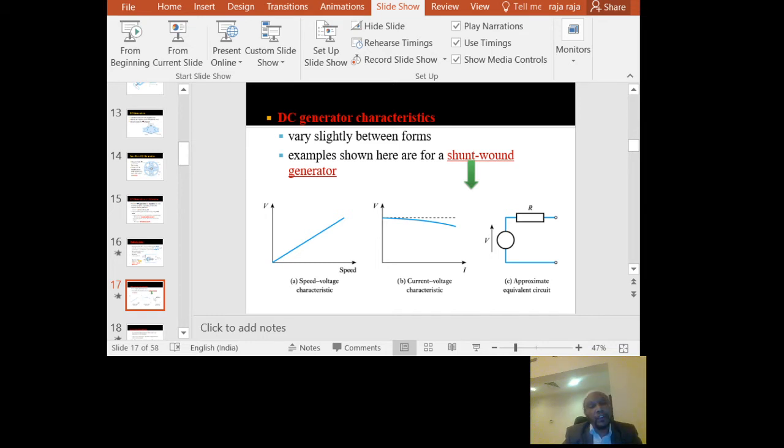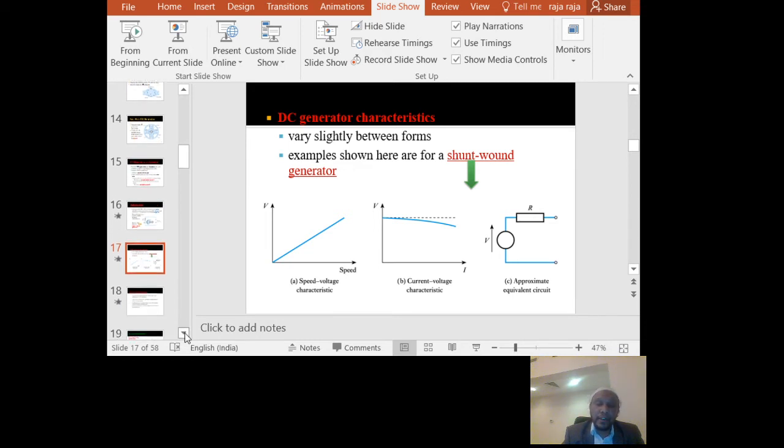For this one, you can see the voltage on the y-axis and the current on the x-axis. In the ideal condition it is constant, but practically it is slightly decreasing. Why? Because of the voltage drop across the resistor connected with the source. So this is the IV relationship characteristics of a DC shunt wound generator and the speed voltage characteristics of a shunt wound generator.